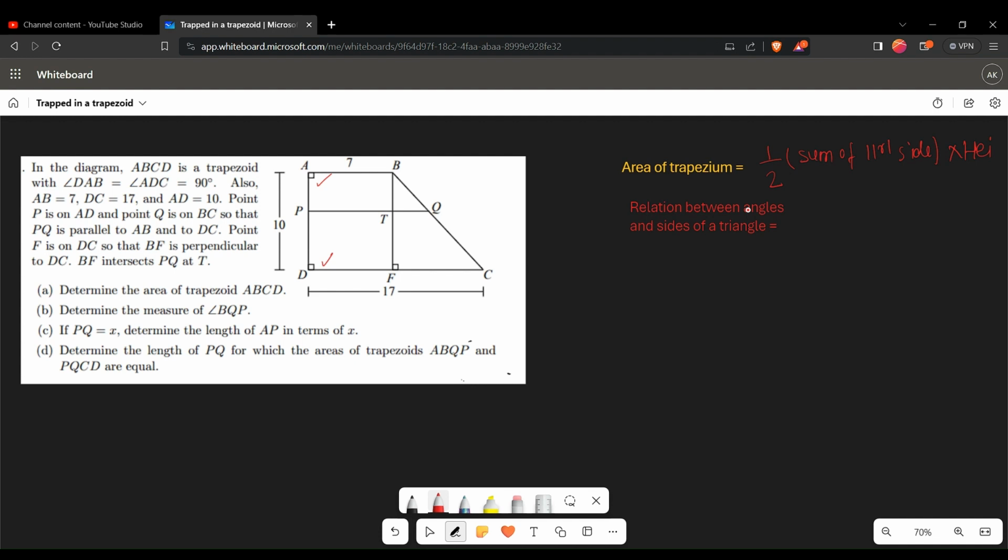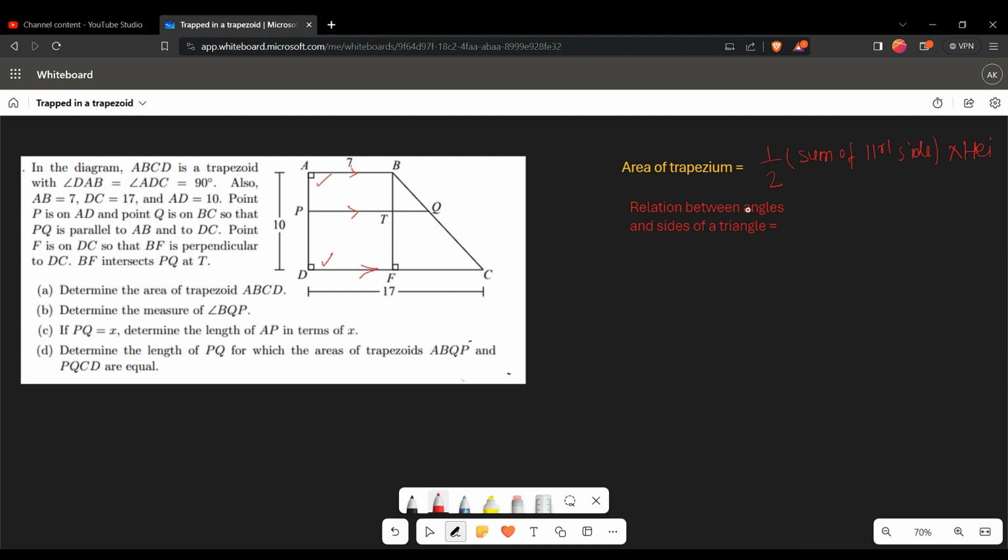is parallel to AB. In a trapezium, these sides are parallel, means AB is parallel to CD, and it is given that PQ is also parallel to AB. So these all three are parallel.